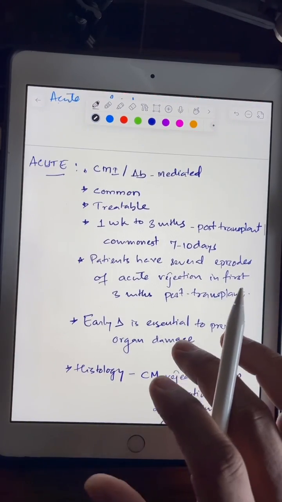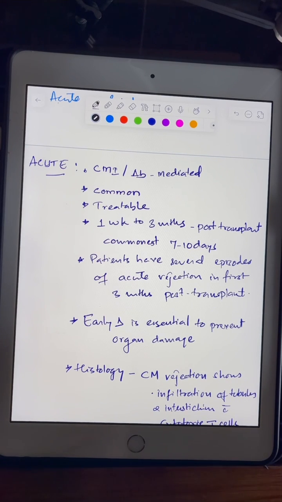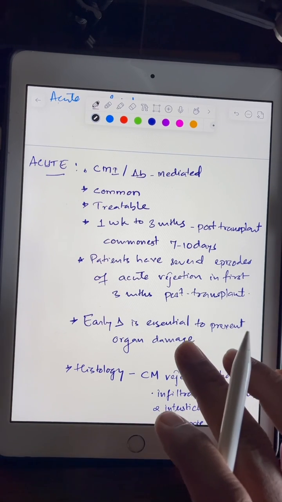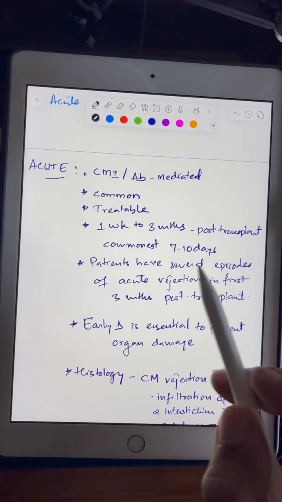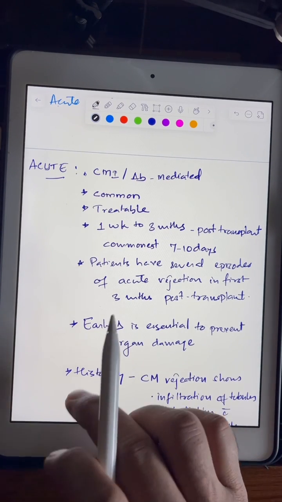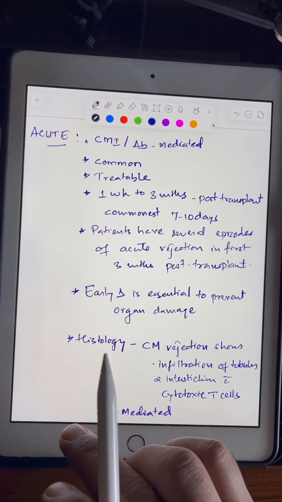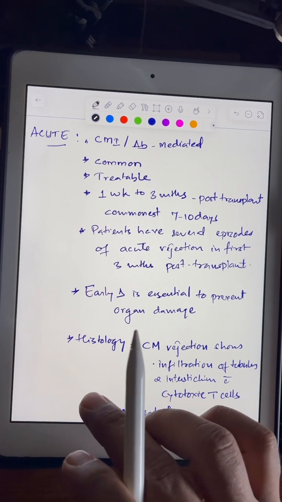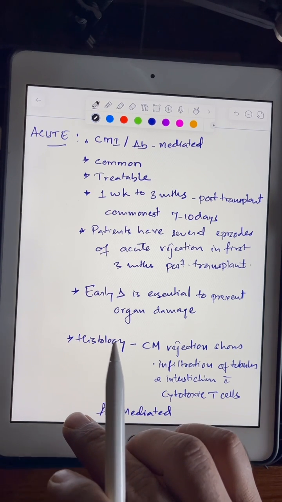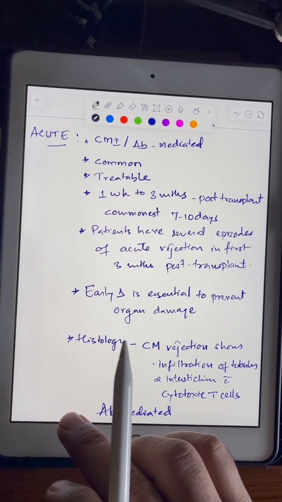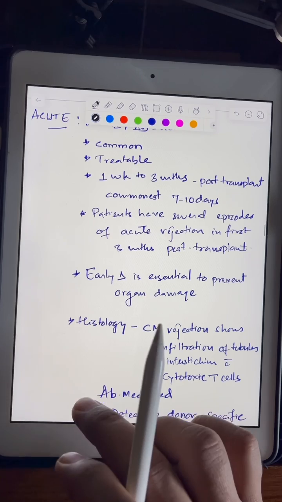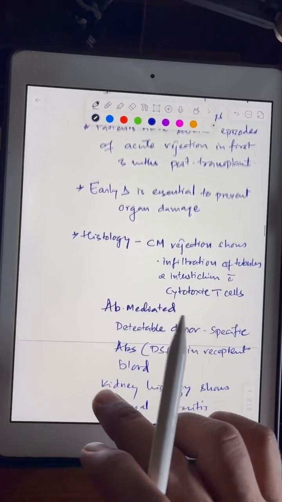Acute graft rejection occurs because of cell-mediated and antibody-mediated mechanisms. It is very common and is a treatable condition. It occurs 1 week to 3 months post transplantation, commonest at 7 to 10 days. Patients may have several episodes of acute rejection in the first 3 months post transplant. Early diagnosis is essential to prevent organ damage.